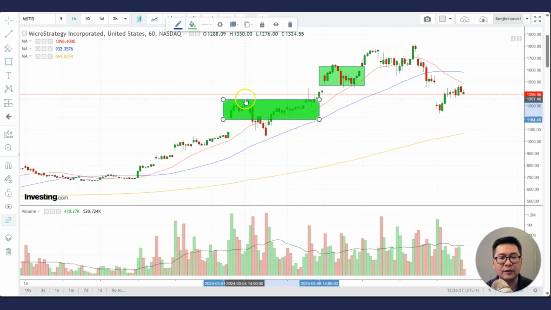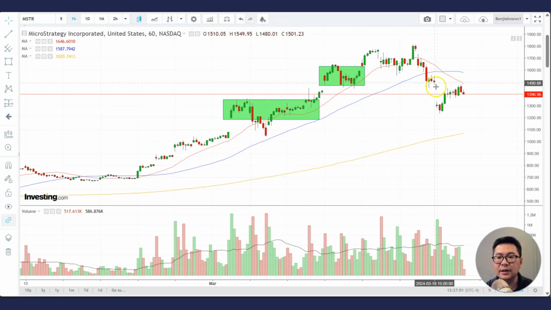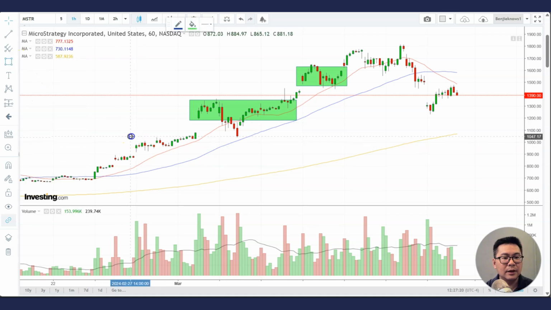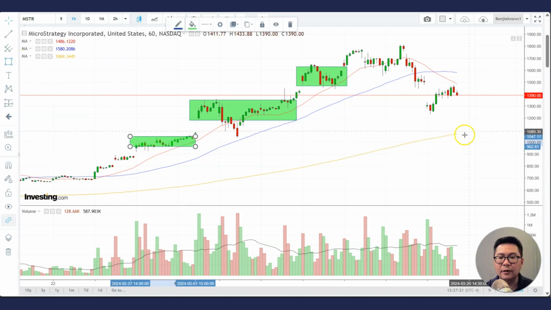Support area is previous top and congestion areas, which is why when you see the gap down here, it did not boom all the way down, but it bounced back up because the support area kicks in. This is the battle area. And if this support area does not hold, the stock will most likely correct down to the 200 MA and possibly meet this next support area.